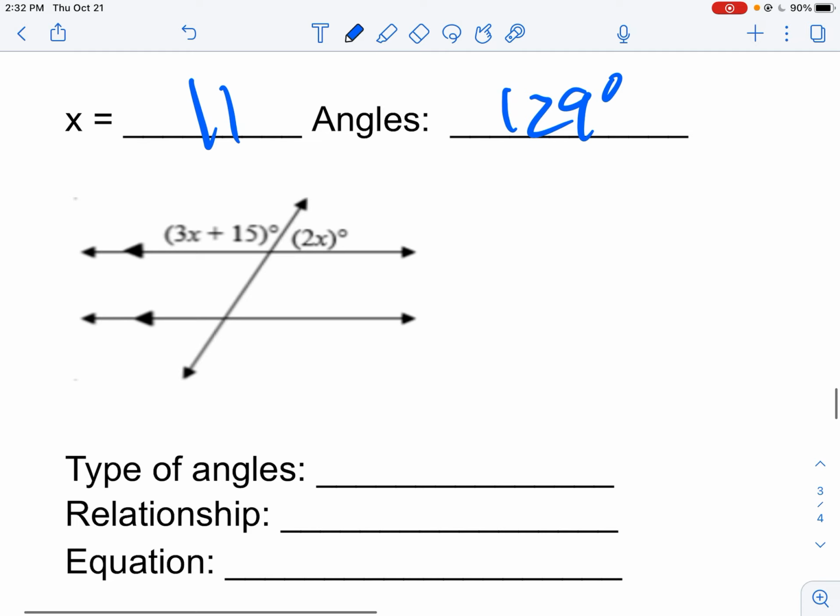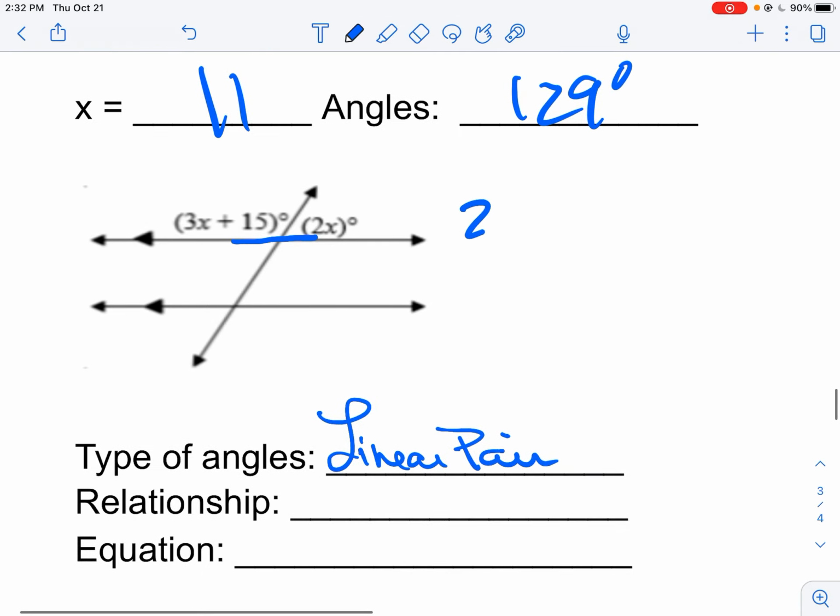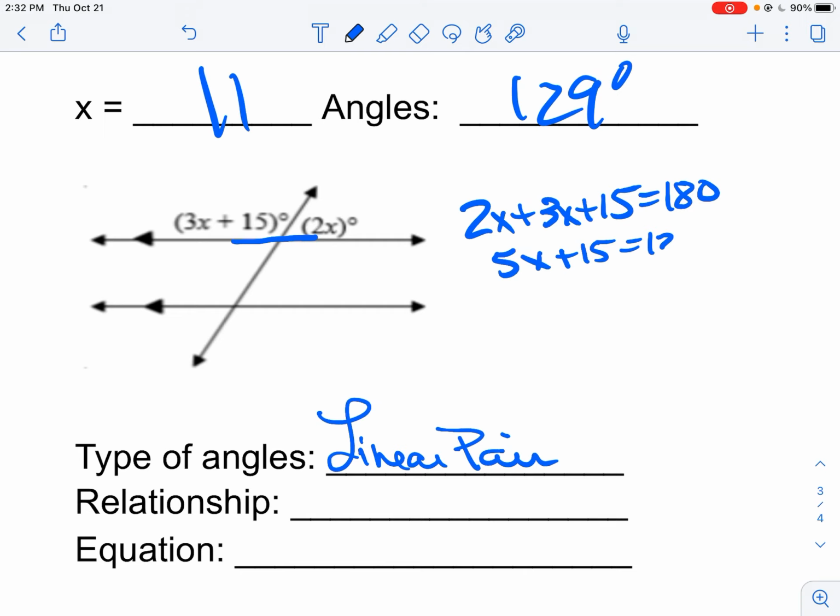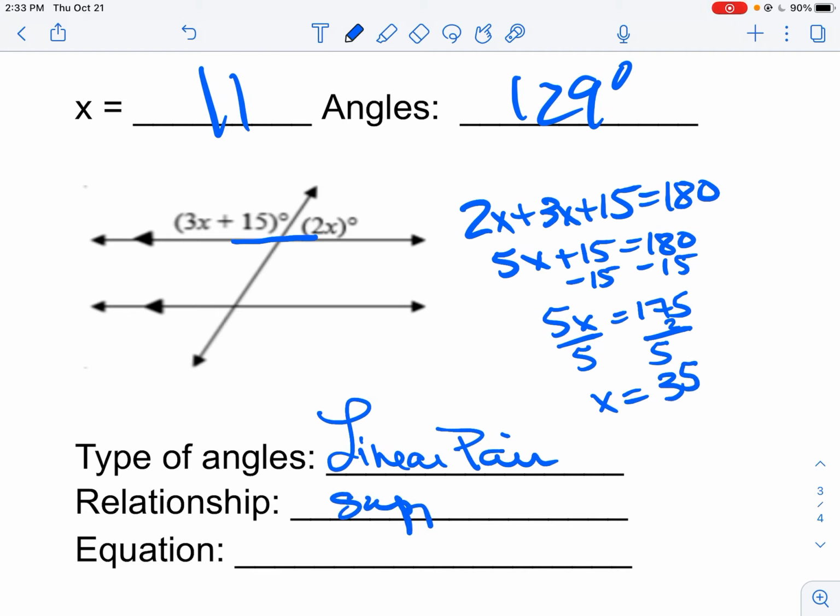Okay, let's look at this one. They make a straight line. That means they're a linear pair. It means that they are supplementary. So 5x plus 15 equals 180. I subtract 15 from both sides, get 5x equals 175. Divide by 5 and get x equals, that goes in 3 times, is that right? With 2 left over, 35 times. Oh, I forgot to write supplementary.